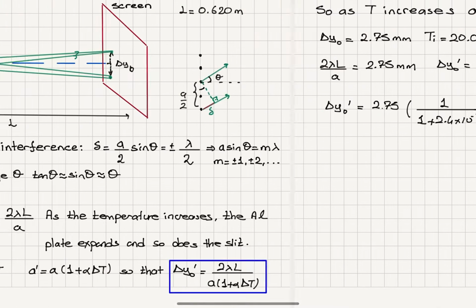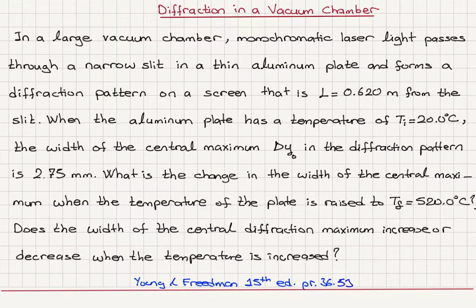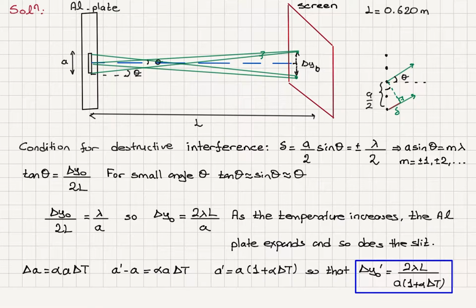Okay, so we're looking at the diffraction experiment in vacuum. We use a monochromatic laser light that passes through a narrow slit in a thin aluminum plate and forms a diffraction pattern at a large distance from the slit. When the aluminum plate has an initial temperature of 20 degrees Celsius, we know the initial central maximum width. Now we change the temperature to 520 degrees. What happens to the central diffraction maximum?